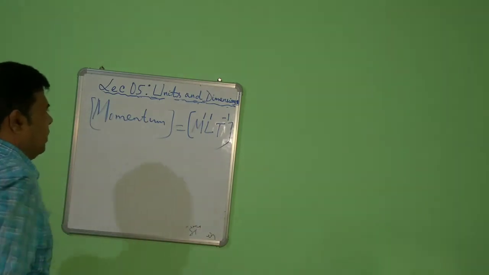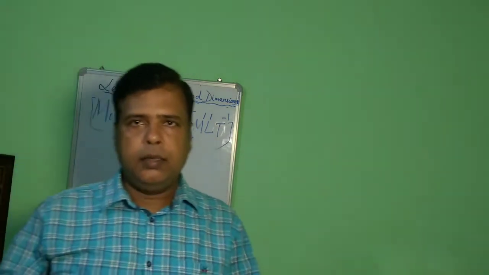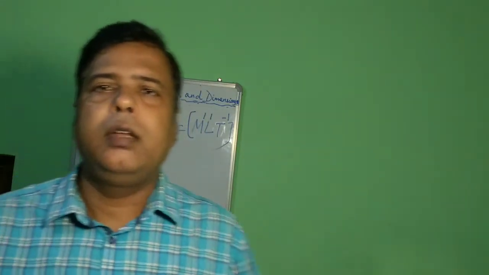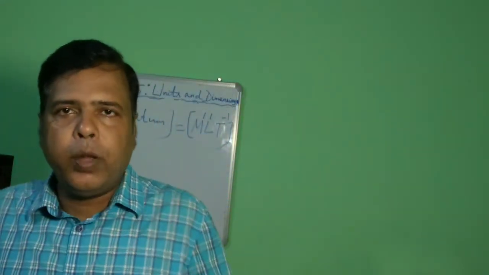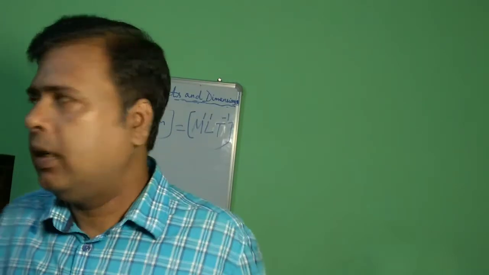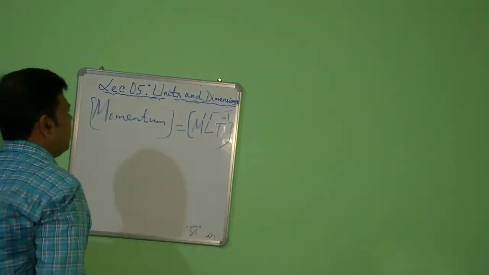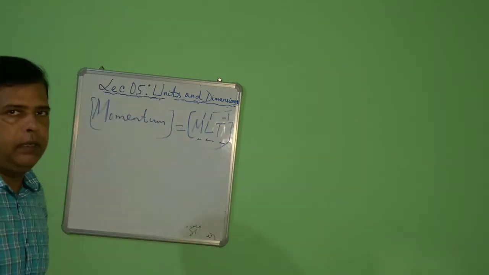Or you can say the dimensions of momentum are 1, 1 and minus 1 in mass, length and time respectively. This is the way to express the dimension of momentum: 1, 1, minus 1 in terms of mass, length and time respectively.